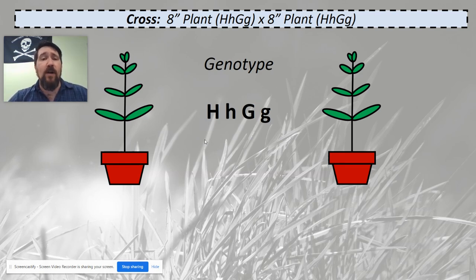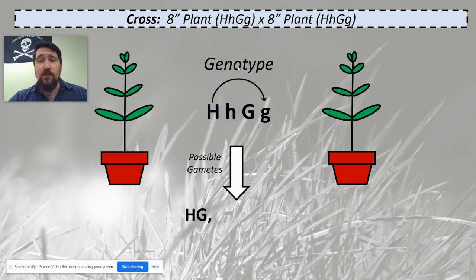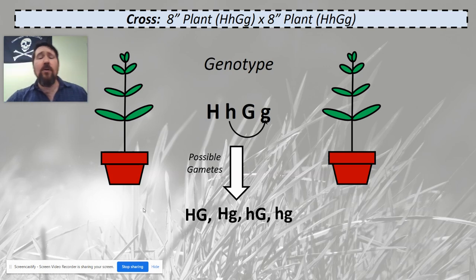So what we want to do is figure out what kind of sperm and eggs, or in the case of plants, pollen and ovules, could this genotype produce? So these plants can, using the FOIL method and the distributive property, first, outer, inner, last, can make big H, big G. Okay. They could make gametes with big H, little g, outer. They could make little h, big G, inner. And they could make little h, little g, last. Okay. So there are 4 possible gametes. A reminder, there's always got to be one of each letter in our gametes.